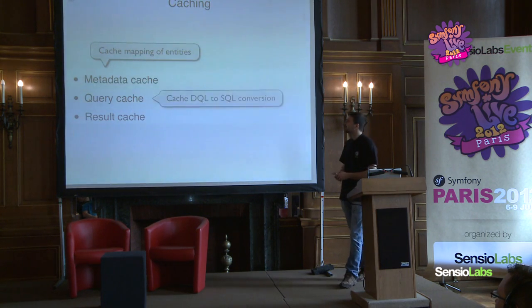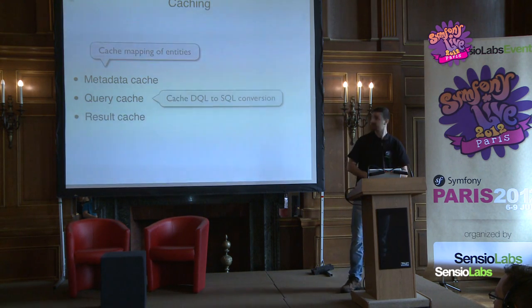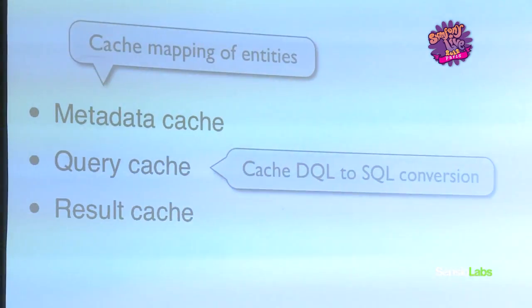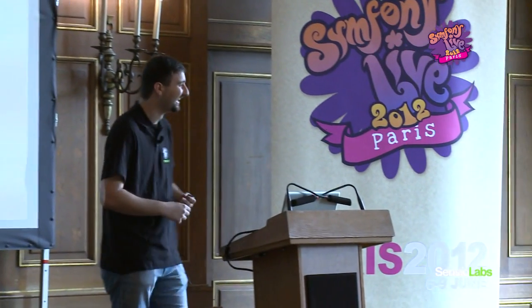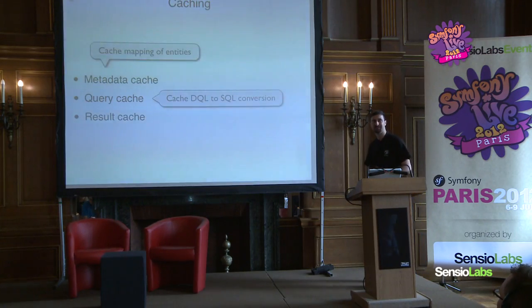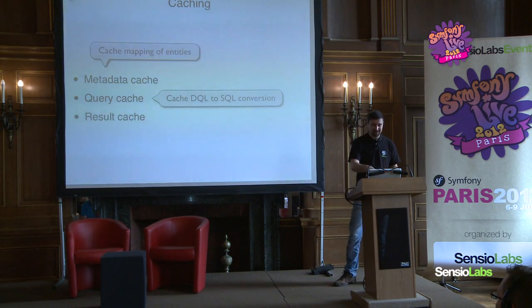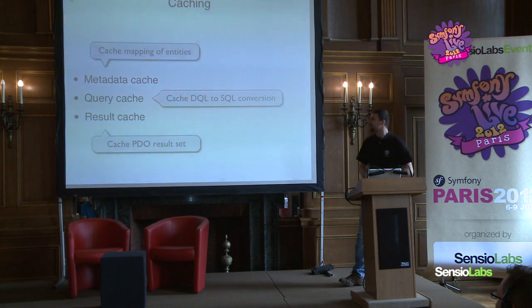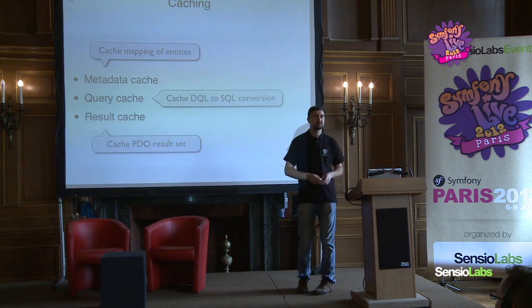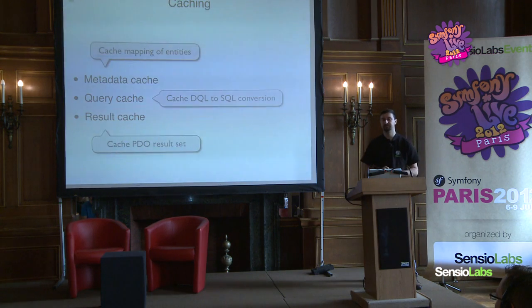The second one is the cache that actually translates the DQL into SQL. This one is very nice. And I just found out yesterday that it's broken. Yeah, we have a very small issue there that it's actually not working if you use hints, etc. But we're going to fix it. I already have an almost working patch. So the third one is the one that caches the PDO result set. It caches the raw response from the database table, right?